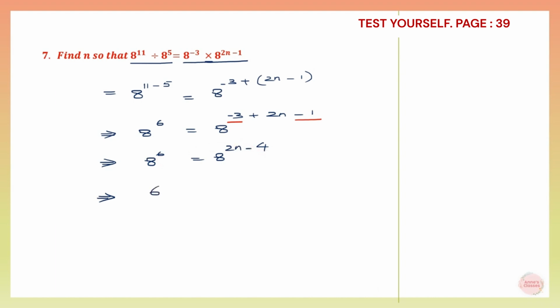So here it is: 6 is equal to 2n minus 4. Or I'll change the sides and say 2n minus 4 is equal to 6. Now we're going to find the value of only 2n. 2n is equal to 6 plus 4, because we're transposing minus 4 to the other side, it becomes plus 4. So 2n is equal to 6 plus 4, which is 10.